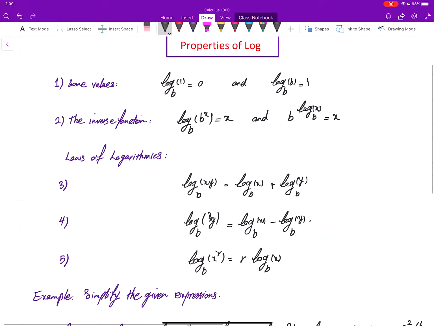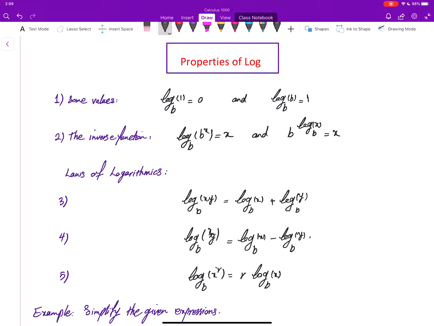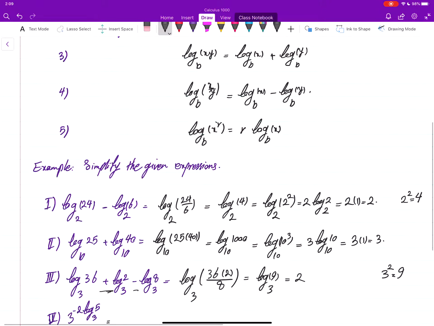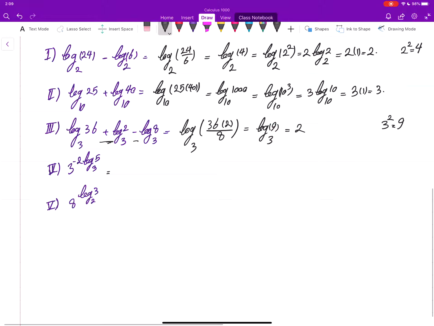Remember the inverse property here? So I have b to the power log of base b of anything. They basically cancel each other. That x, the remaining will be the x. Here, however, we don't have 3 to the power just log. There is this extra term here.